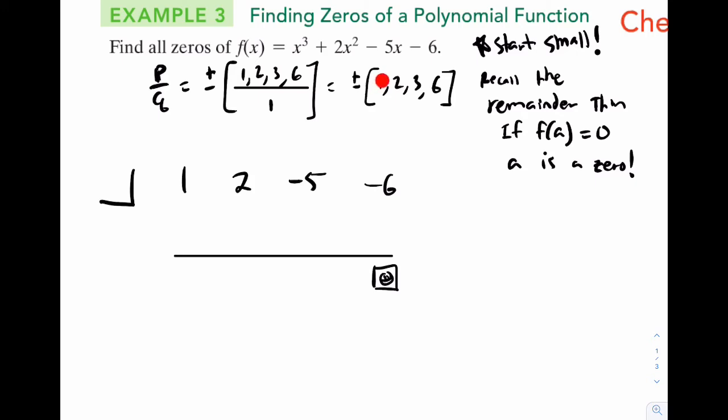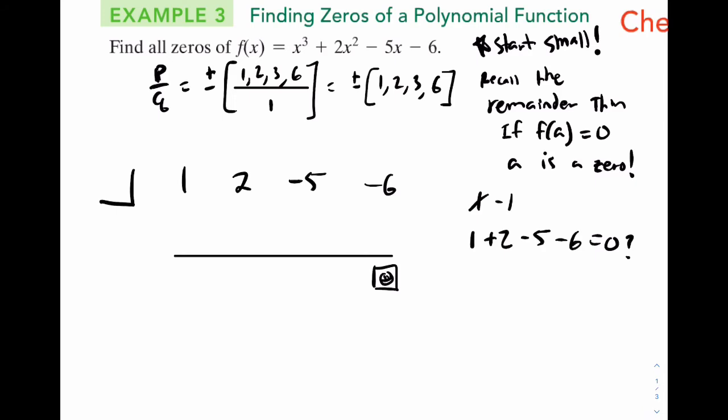So imagine we start with 1. We're going to plug in 1 to this equation. So I'll do that right here. 1 plus 2 minus 5 minus 6. All we got to think is, does this thing equal 0? Clearly it does not, so I know that 1 doesn't work.